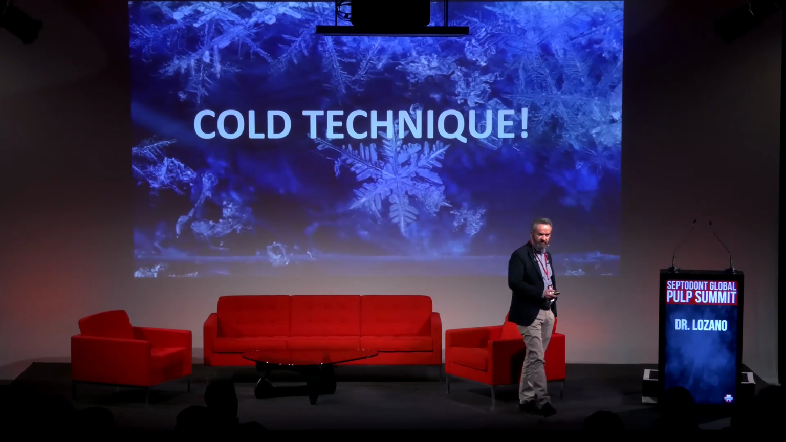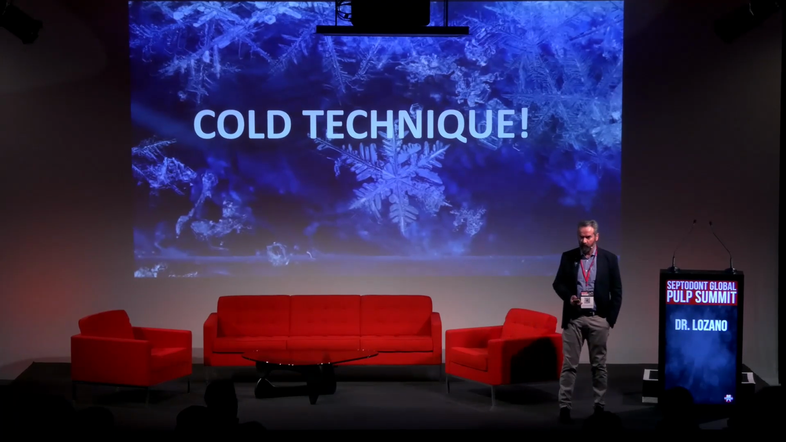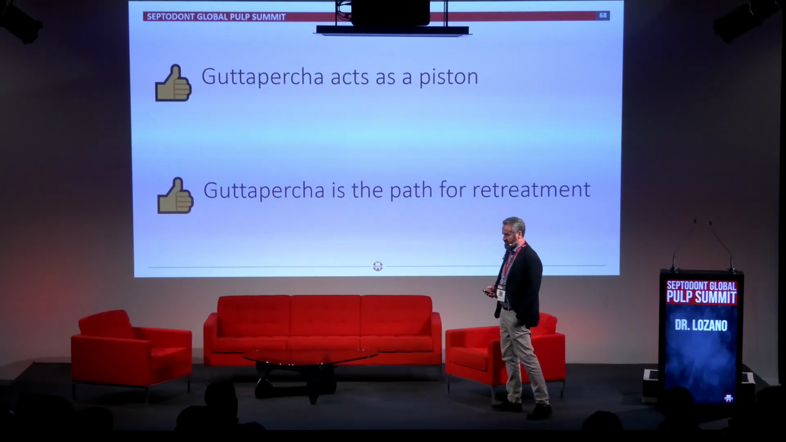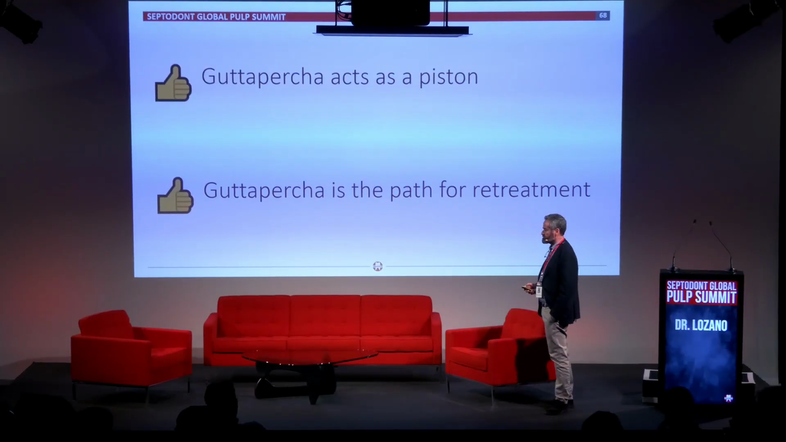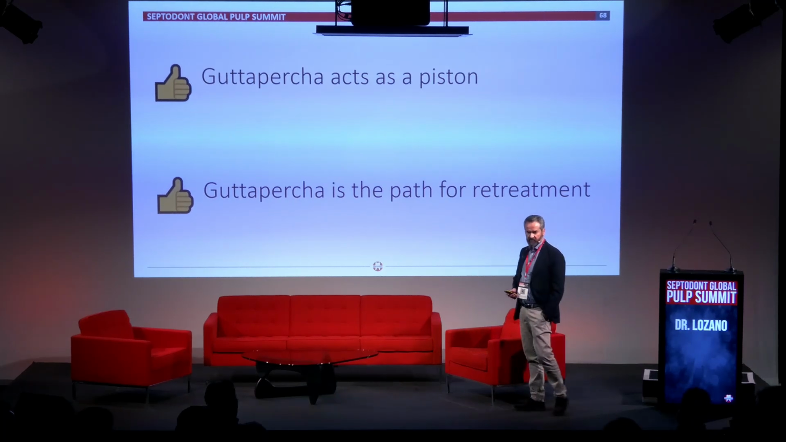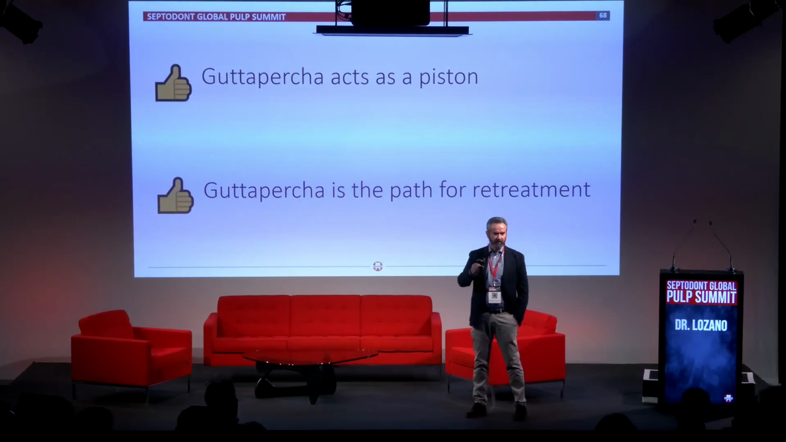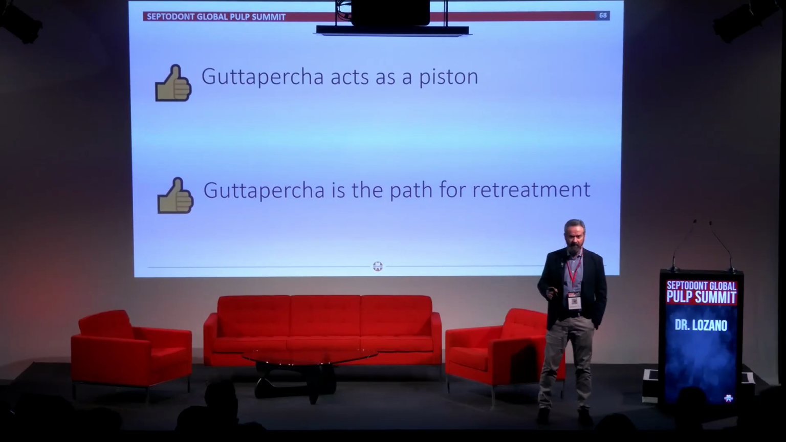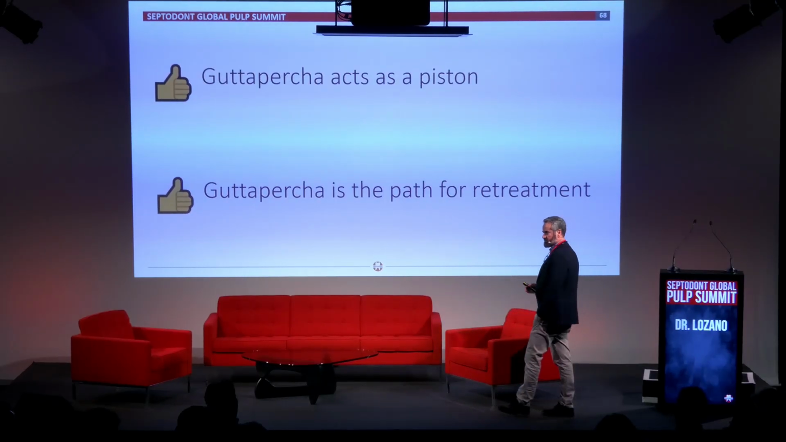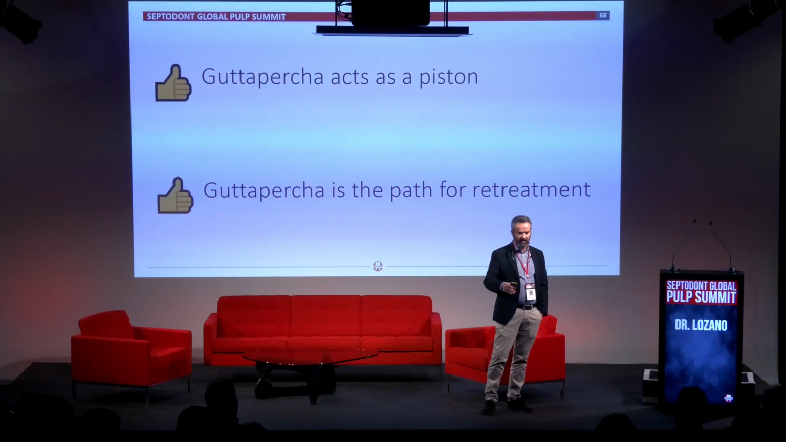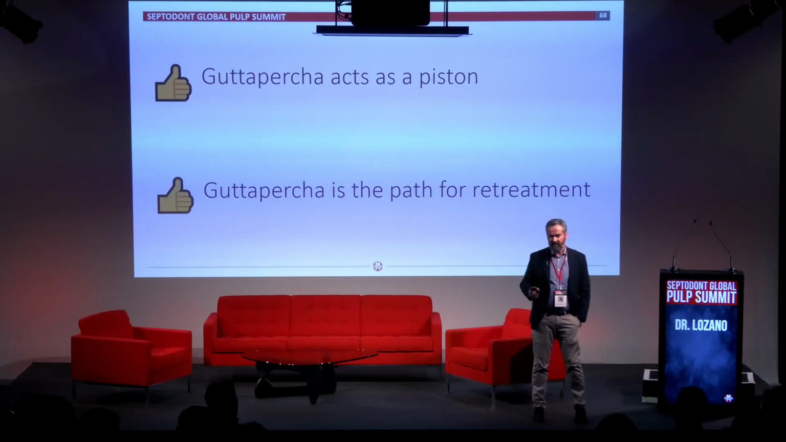And obviously, these materials are intended to be used in a cold technique. But we use guttapercha for two reasons. The guttapercha acts as a piston that pushes the sealer apically and laterally and fills all the clean canal space. And if we want to retrieve these cases, it's very important to have a path of guttapercha to retrieve it, to make it easier.